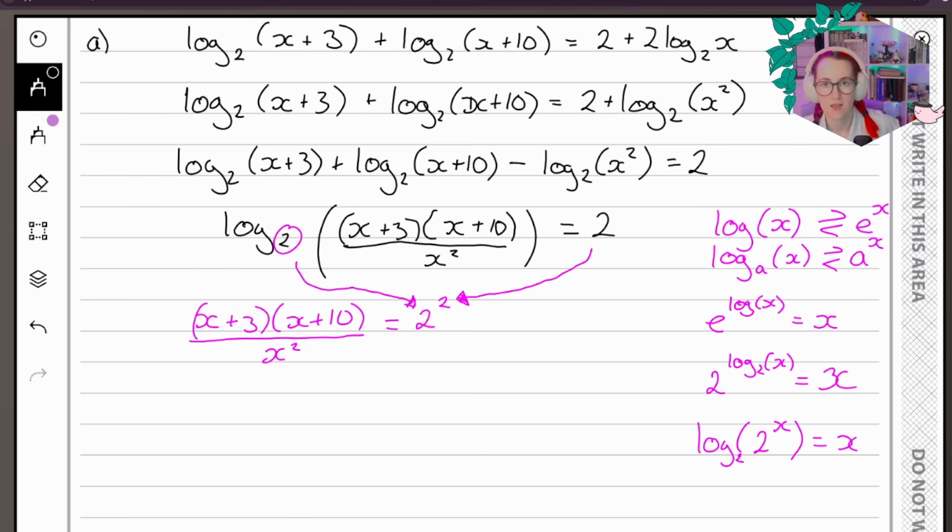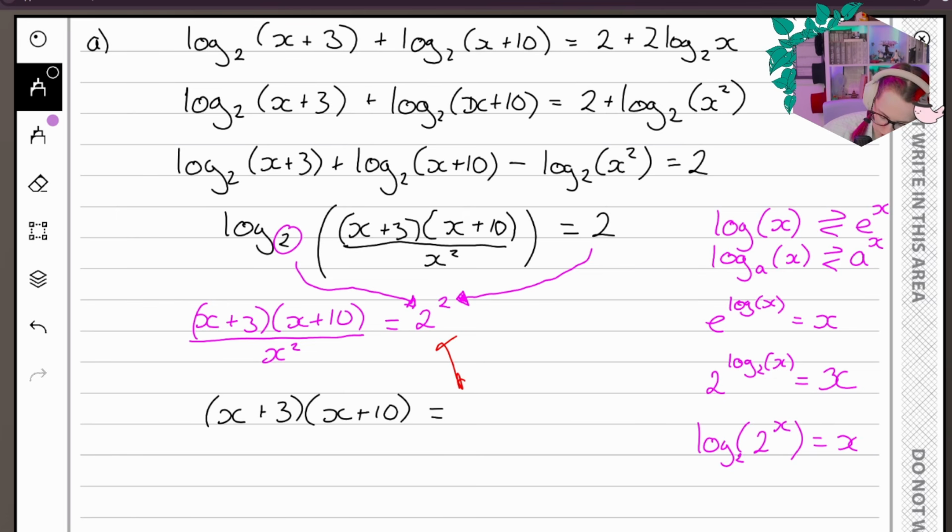Just to make it... I feel like they've done that to be nice, because it would be tricky to catch people out otherwise. So what have we got? We've got x plus 3, x plus 10. I'm going to multiply up by the x squared, and I've got 2 squared, which is 4x squared. And then we're trying to get to the expanded expression. So let's multiply this out.